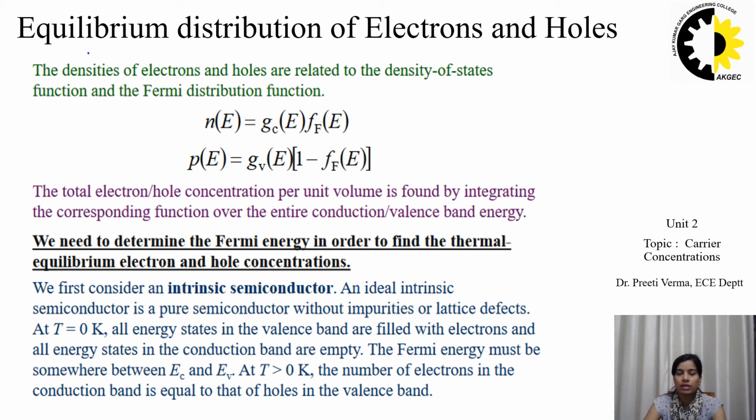Similarly, we can find it for the holes: P(E) is Gv(E), that is the density of states in the valence band, and 1 minus F(E) is the probability of finding a hole at an energy level E. So the total electron and hole concentration per unit volume is found by integrating the corresponding function over the entire conduction and valence band energy levels.